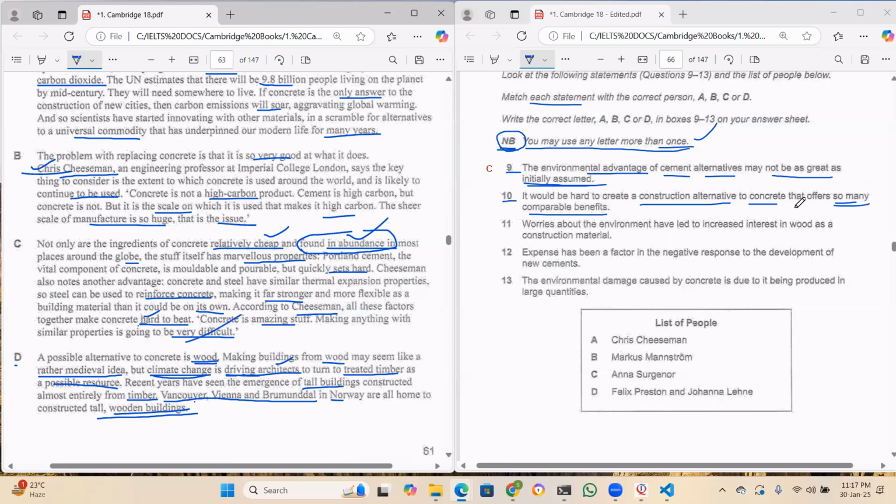Yes. So it would be hard. See, it is very difficult. It is hard. You saw the synonyms there. It would be hard to create an alternative to concrete that offers so many benefits. All these, strength and flexibility, are benefits. So who said this? Cheeseman. So what is the option of Cheeseman? A. The answer should be A.